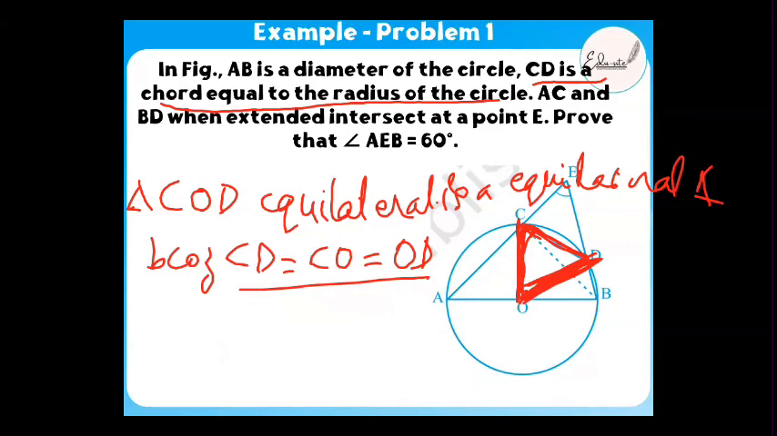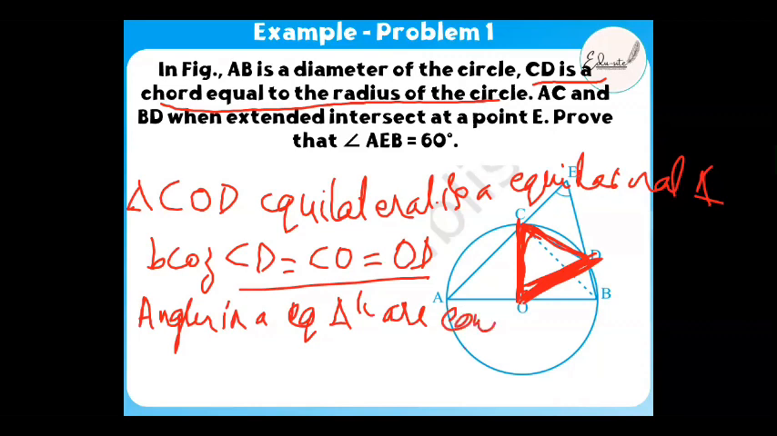Okay, I'll just write it down here. Please take down in your book, okay? Angles in an equilateral triangle are equal, correct? They are equal. And equal to what? Equal to what, beta? Is it not 60 degree? Yes, I just told you.